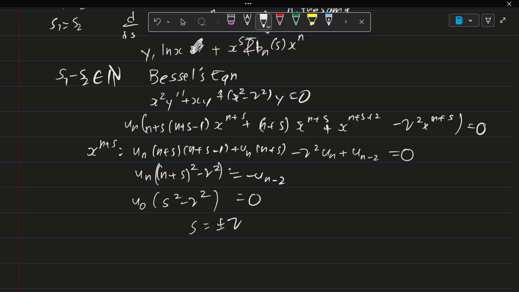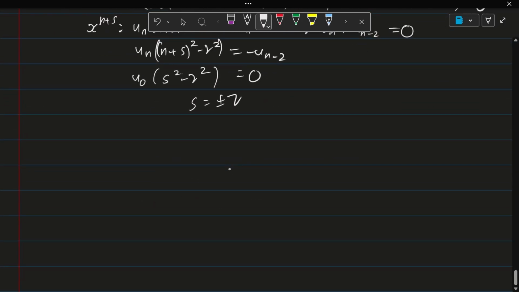Now, something that I want to show is that obviously if v is a rational number or an irrational number, it's totally fine. But when it comes to v being a natural number, something weird starts to happen. Let's just start with x to the negative of the natural number nu. So let's start with s equals negative nu.